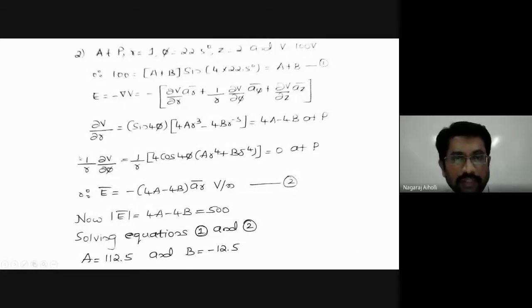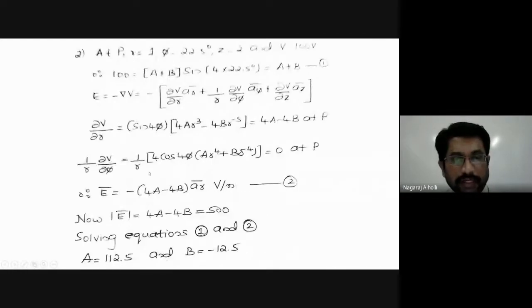Similarly, find (1/R) ∂V/∂φ. Have we found ∂V/∂φ in the previous part? We have determined that ∂V/∂φ is (AR⁴ + BR⁻⁴) into 4 cos 4φ. Write it: (1/R) ∂V/∂φ is equal to (1/R) into 4 cos 4φ into (AR⁴ + BR⁻⁴).